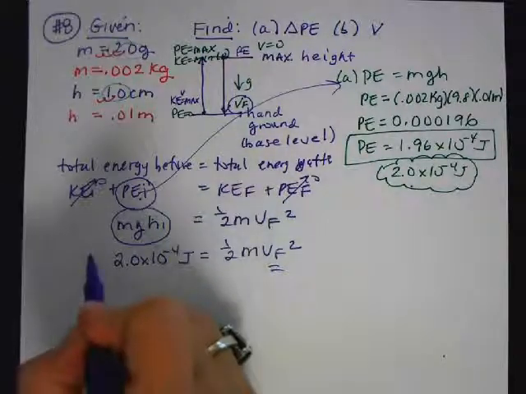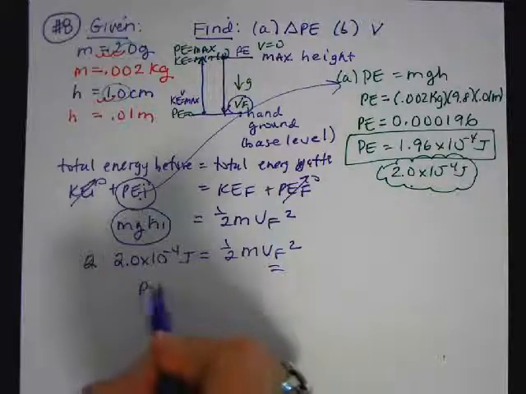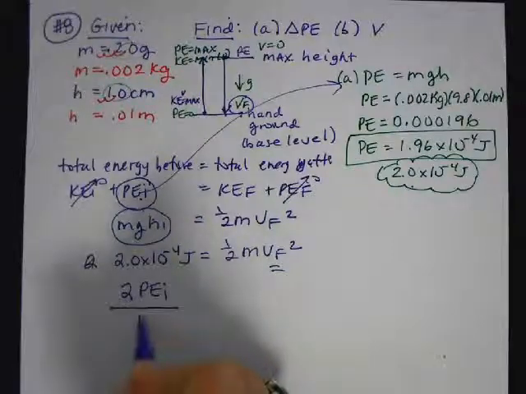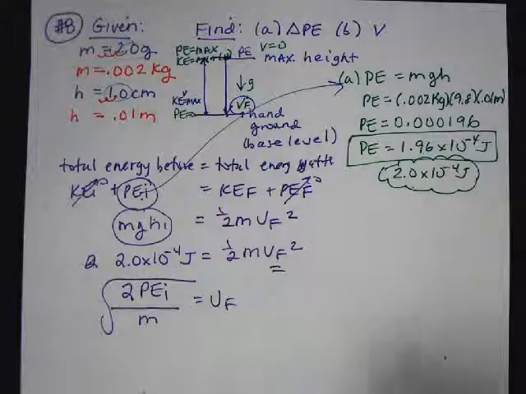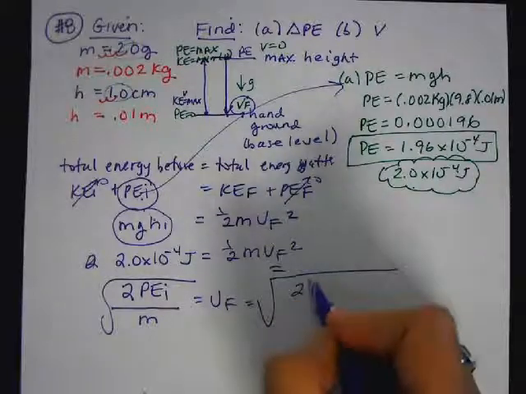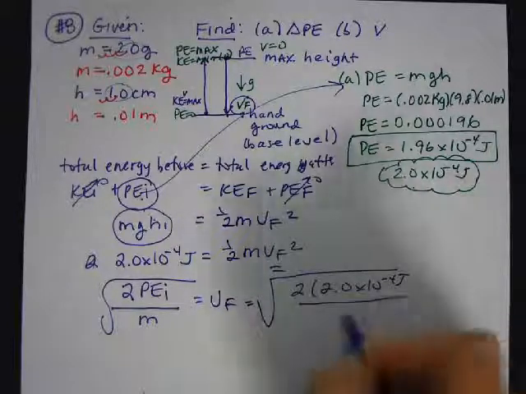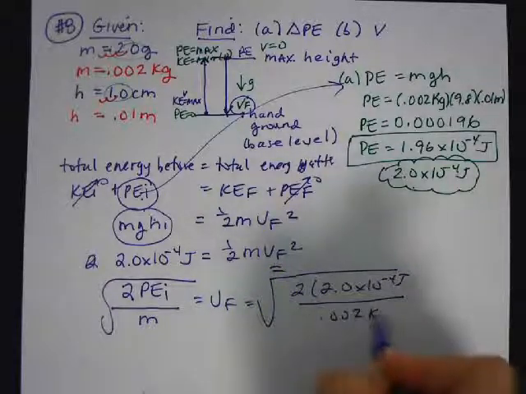Let's leave the variable here, PEi. I'm going to multiply both sides by 2, divide both sides by m, and then take the square root of both sides, and that'll give me Vf. Now I'll substitute in my values: 2 times 10 to the negative 4 divided by my mass, which is 0.002 kilograms.